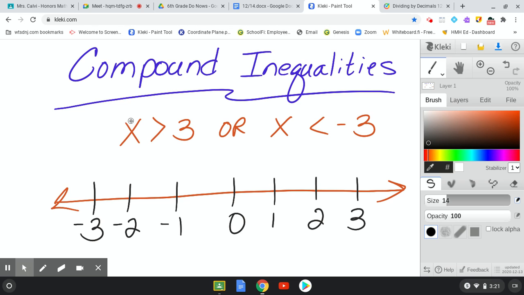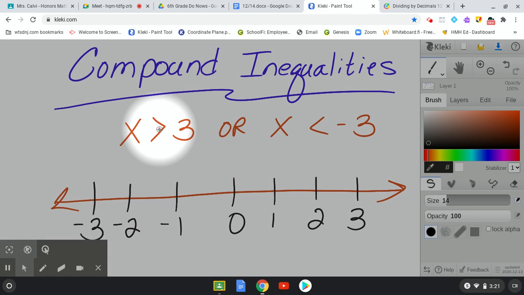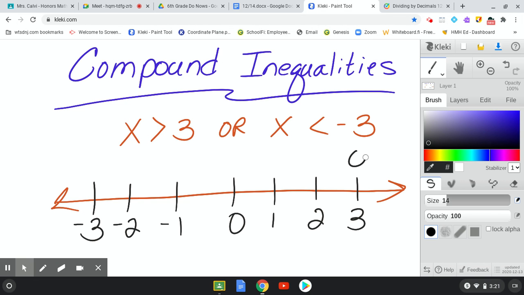So I'm going to graph both of these as if they were separate, right? And watch as I do this. So make sure my variable's on the left, which it is. I'm going to have an open circle at +3. So an open circle at +3.